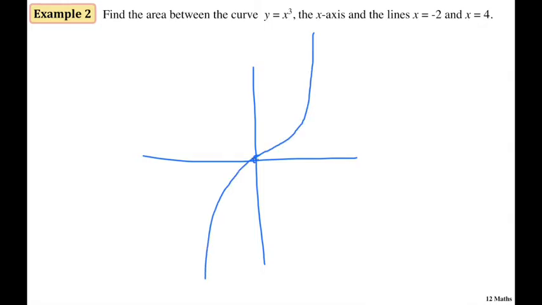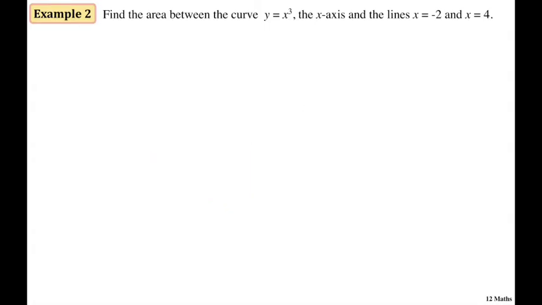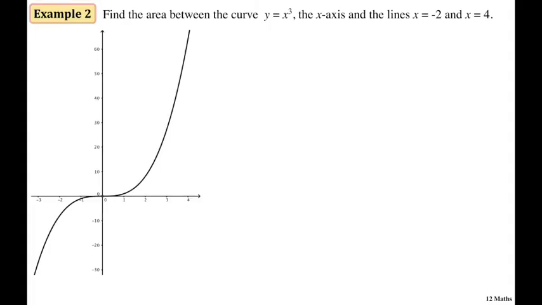Going through 0, 0. So something like that. Well, y equals x cubed goes through 0, 0, so let's draw a sketch of it. And I want to go between minus 2 and plus 4, so I've shaded that in.